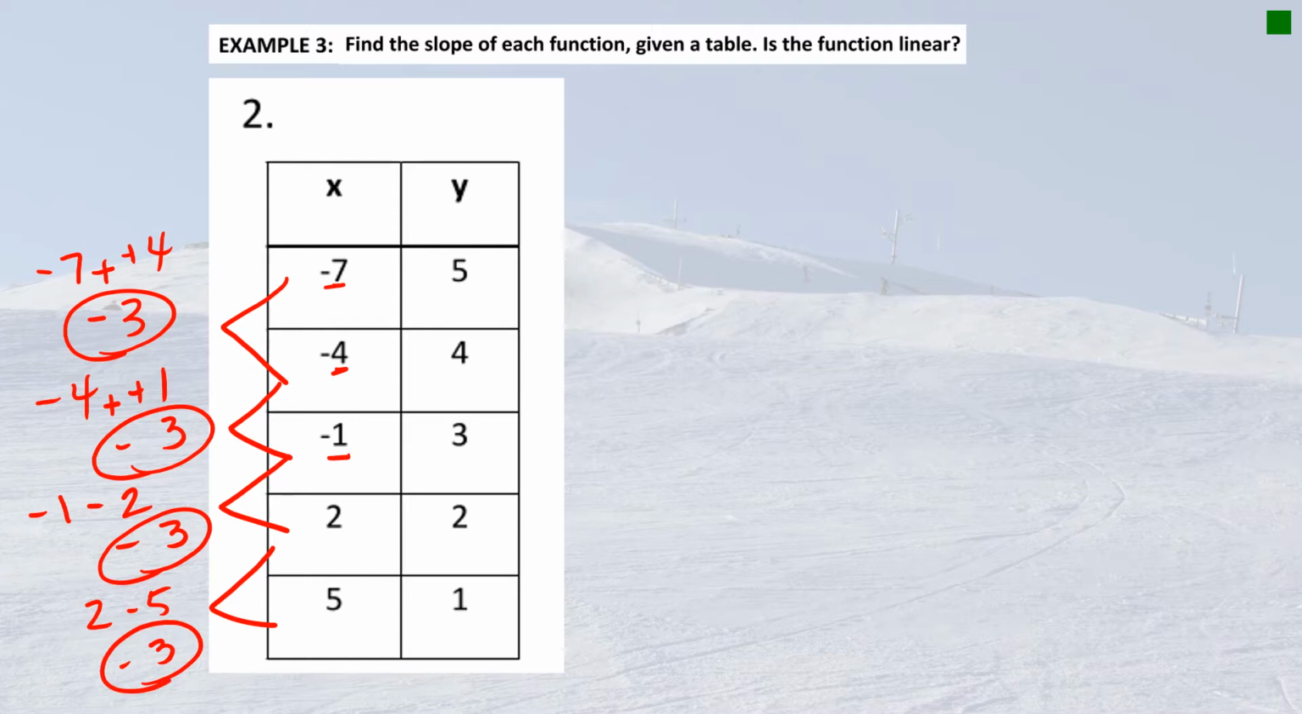Now for my y values, I have to do the same procedure, but remember you have to have the same relationship. So I have to start with my top y value as well. So I have 5 minus 4, which is 1.